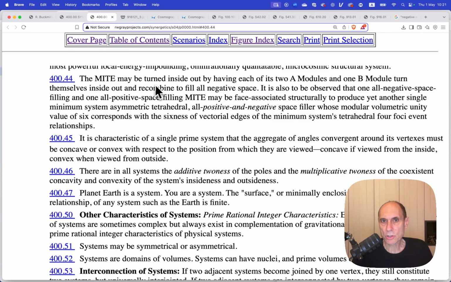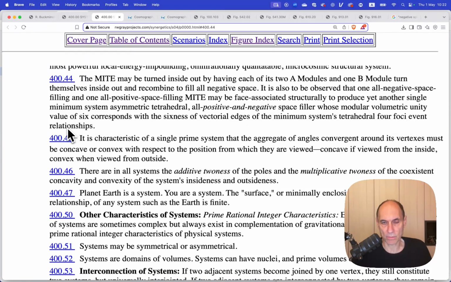The MITE may be turned inside out by having each of its two A modules and one B module turn themselves inside out and recombine to fill all negative space. It is also to be observed that one all negative space filling and one all positive space filling MITE may be face associated structurally to produce yet another single minimum system asymmetric tetrahedral all positive and negative space filler whose modular volumetric unity value of 6 corresponds with the 6ness of vectorial edges of the minimum system's tetrahedral 4 foci event relationships.